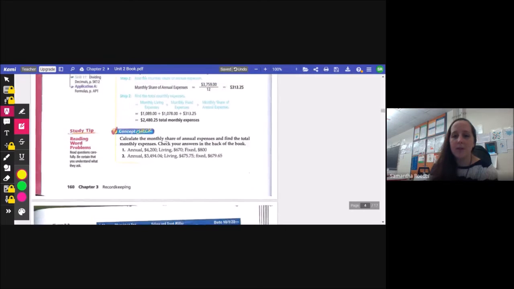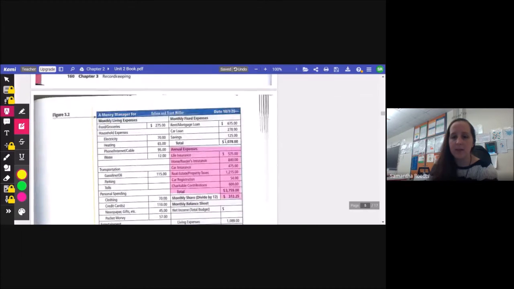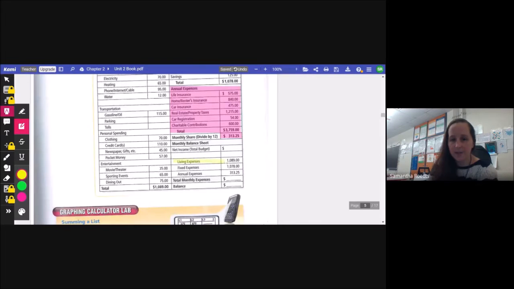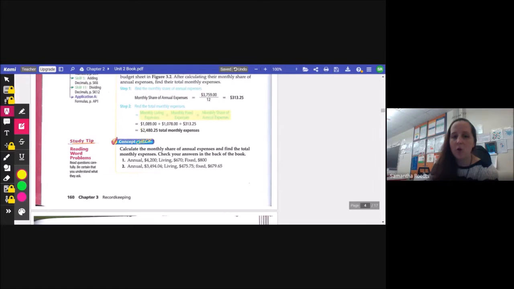Now I'm going to take their monthly living expenses, their monthly fixed expenses, and their monthly share of annual expenses. I can find all of these right here: their living expenses, their fixed, and their annual. So $1,089, $1,078, $313.25. I add those together, and that gives me total monthly expenses of $2,480.25. That's the amount that they're spending every month, or about the average of what they're spending every month.